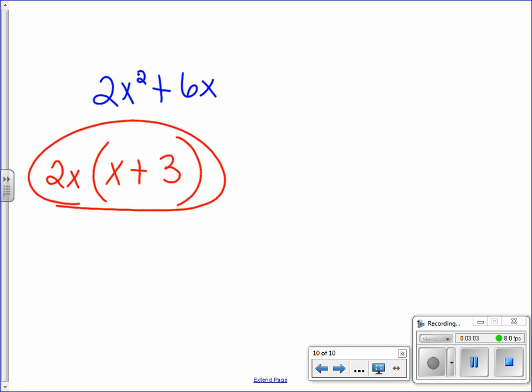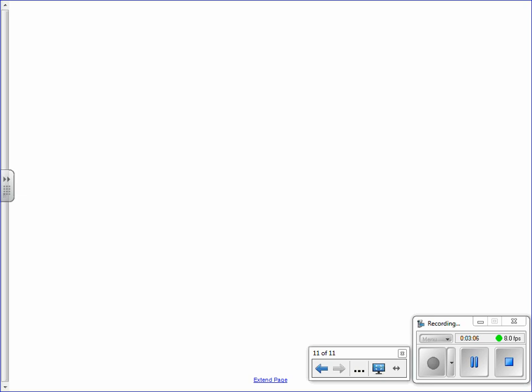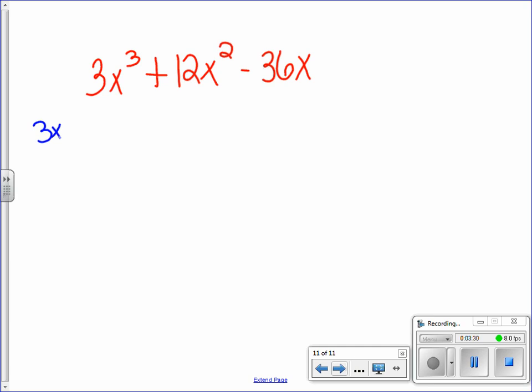Okay. I'm going to add a term. Alright, what's the GCF here? 3x. So what's this going to be? X squared. What's 4x? Minus 12. Okay.